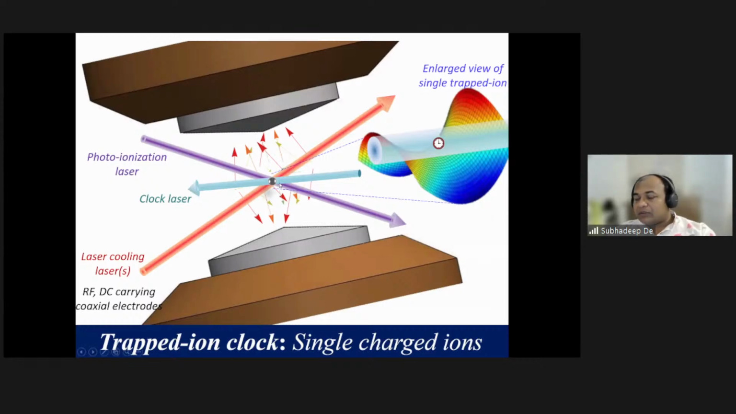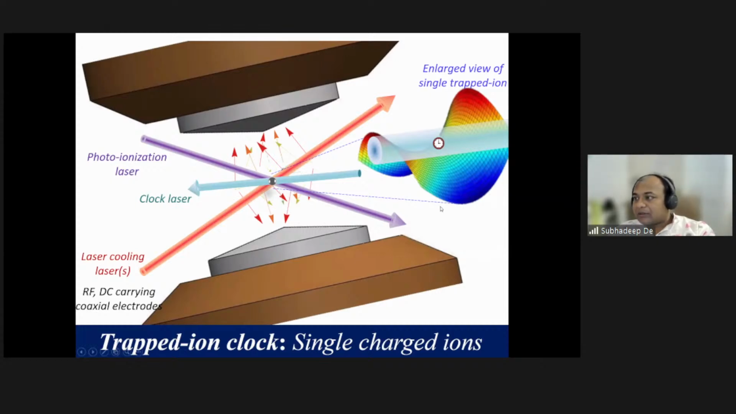So once you have this ultracold, not ultracold really, actually cold, hundreds of microkelvin ion, then you shine the clock laser to drive the clock transition, and you measure fluorescence with respect to its frequency, etc. And you find out what is this nu zero and delta nu.